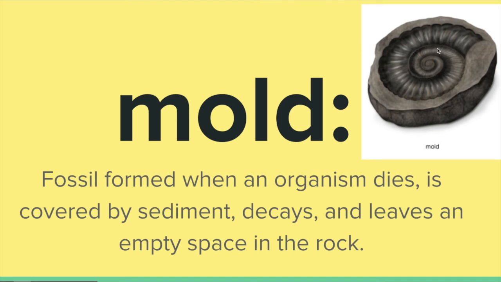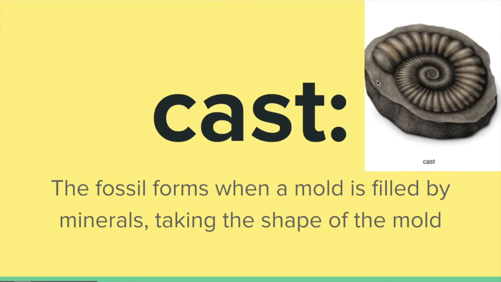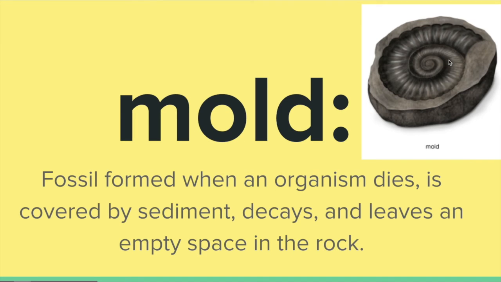And now a mold works together with another type of fossil, which is a cast. A cast is when the fossil forms when the mold is filled by minerals, and the minerals begin to take the actual shape of the mold. The cast is more 3D, and you can touch the different ridges. A mold is more like a hole.